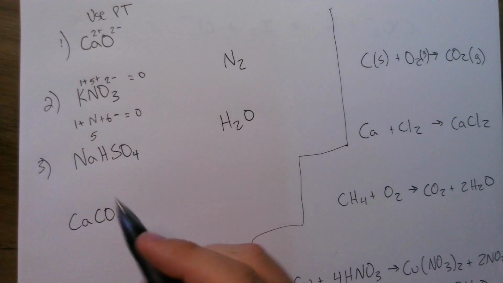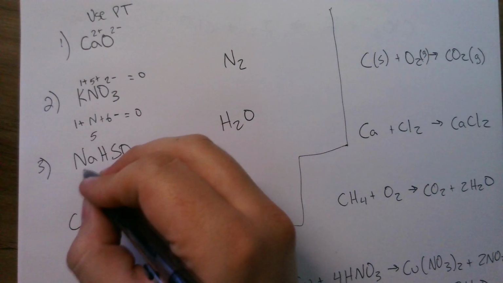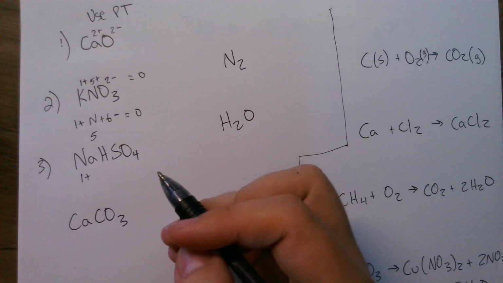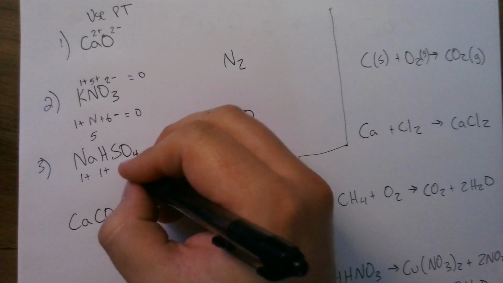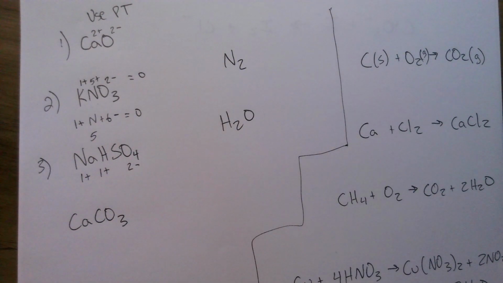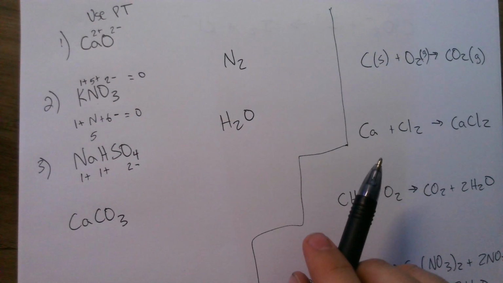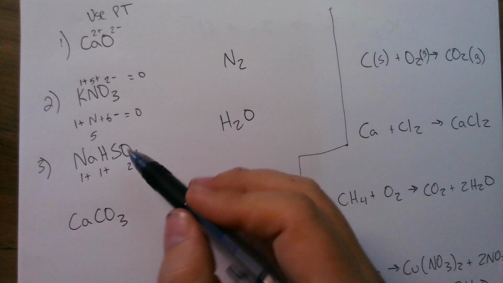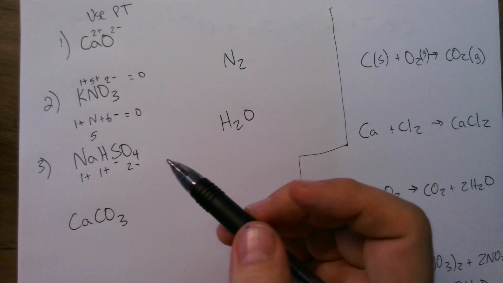Let's move on to the third one. I'm going to go through and label any of the ones that I definitely know. I know that the sodium is definitely 1 plus because it's in the first group. Hydrogen, 1 plus. And then oxygen, 2 minus. Those are what you start with. There always will be some that you know, and you go in and label all of those first. Then I need to figure out what S is. That's the one I'm missing.